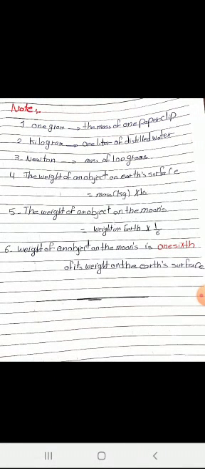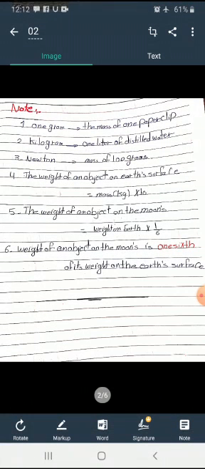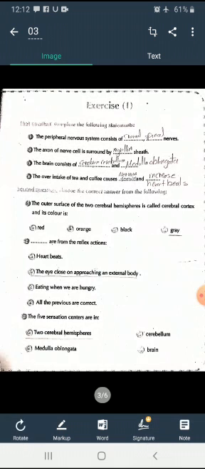Number 4, when we want to calculate the weight of an object on Earth, equal mass by kilogram times 10. While the weight of an object on moons equal weight on Earth times 1/6. So the weight of an object on the moon's surface is 1/6 of its weight on the Earth's surface. And then we want to solve the revision number 1.